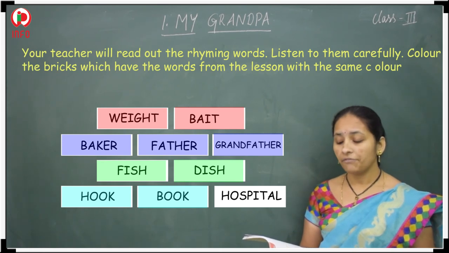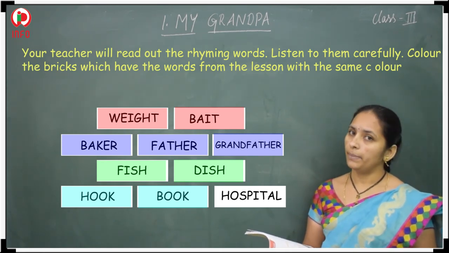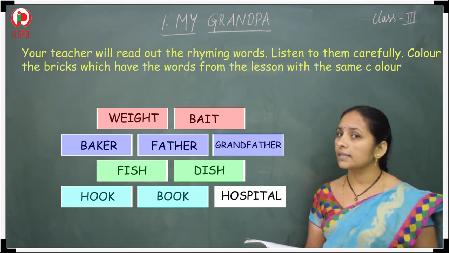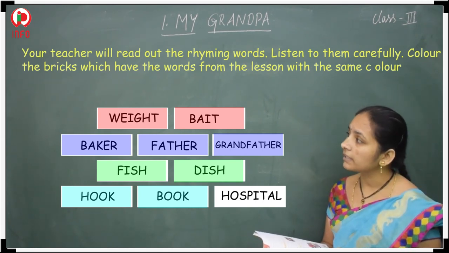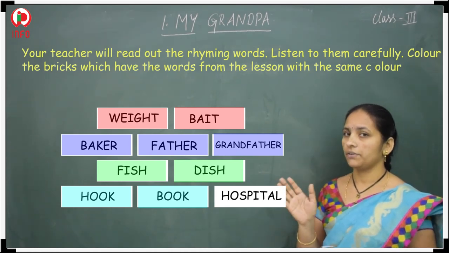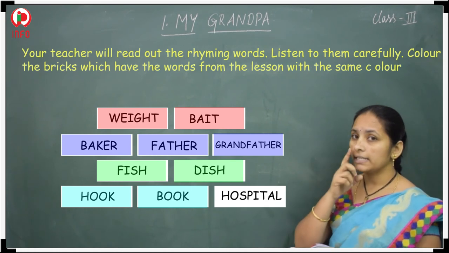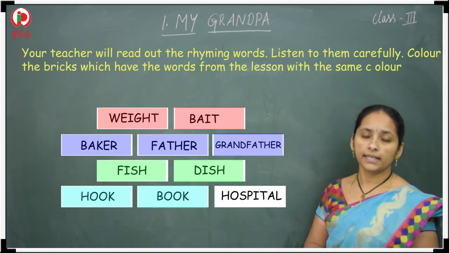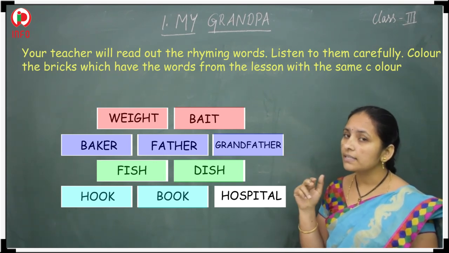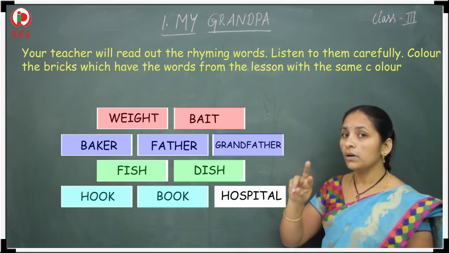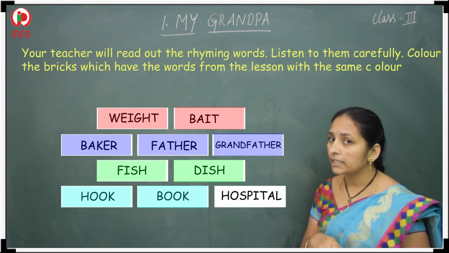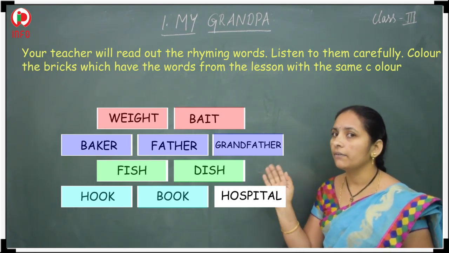And baker, father, grandfather. All three words give the same sound at the end, so we should give these three words the same color. And next one, fish, dish. Both also give the same sound at the end, so you give another color for these two. And hook, book, hospital. Hook, book, both give the same sound, so we can give the same color. But hospital is another word here, that's why we cannot give any color for this.